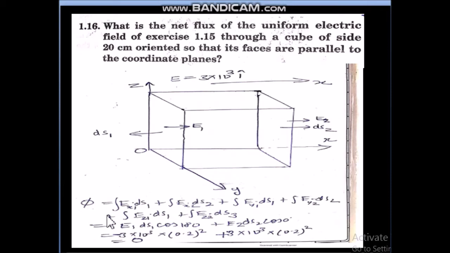So what we can do here, first of all we can break this flux phi into 6 parts. So we have written here Ex1 ds1, Ex2 ds2, Ey1 ds1, Ey2 ds2, Ez1 ds1, Ez2 ds3. This way we have in all 6 integrations for these 6 faces of the cube.